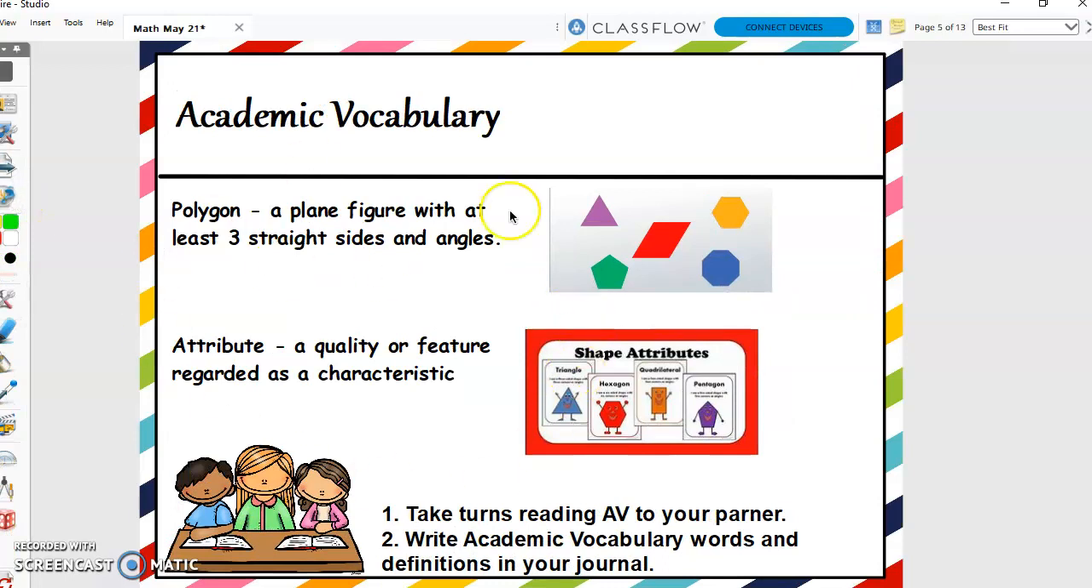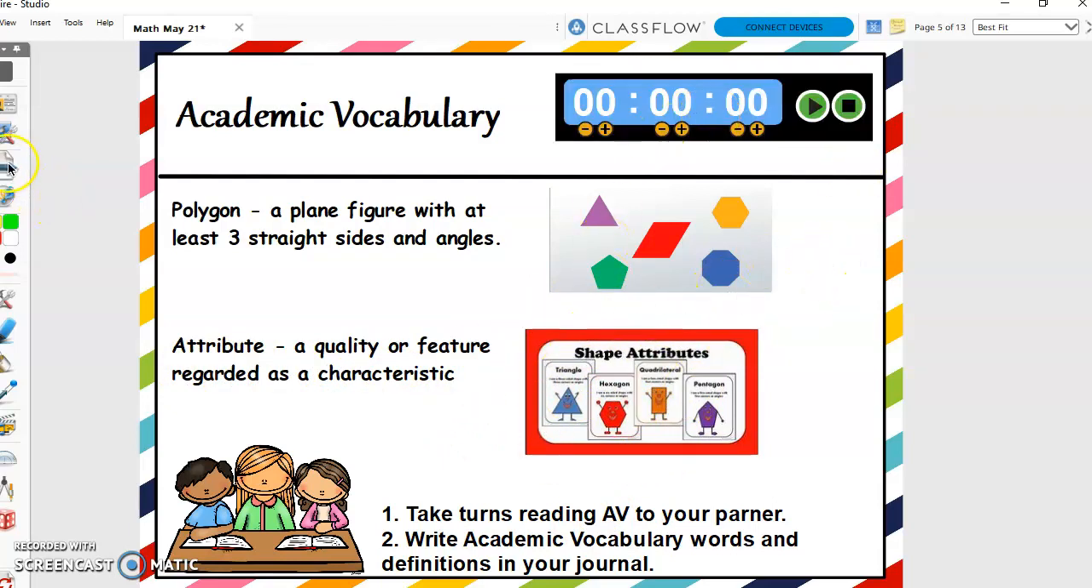All right. So we have our vocabulary. A polygon is a plane figure with at least 3 straight sides and angles. An attribute is a quality or a feature regarded as a characteristic. In other words, it describes the object that you're going to be looking at.